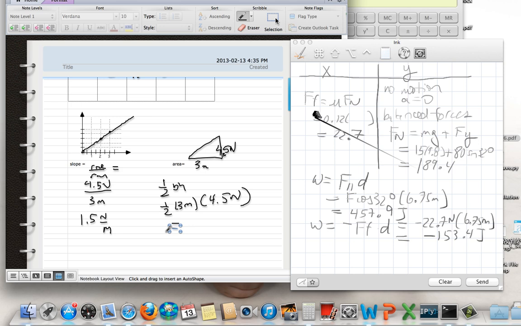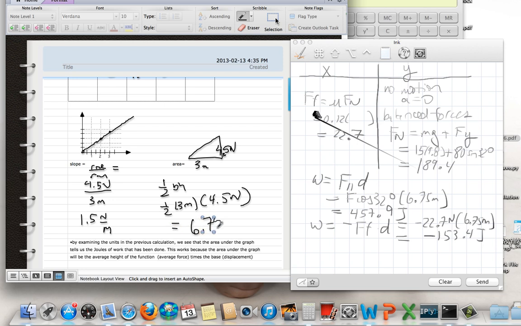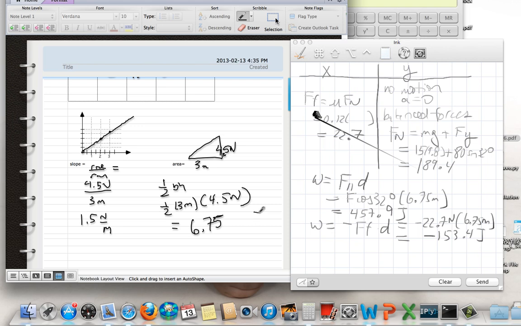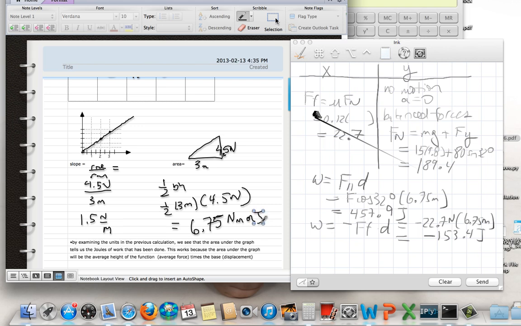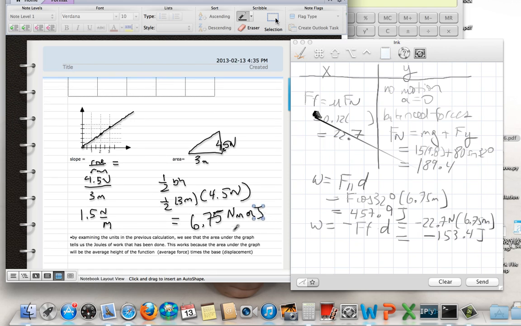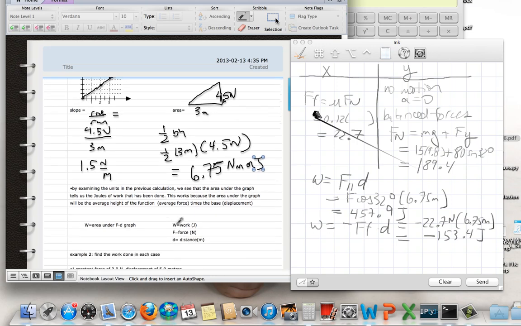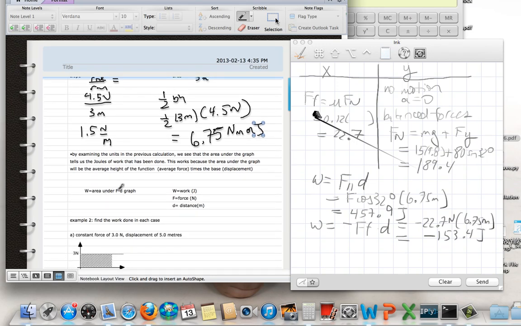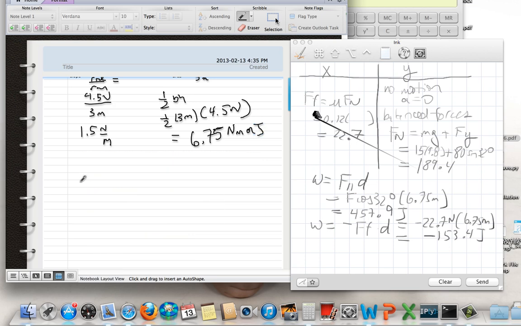But let's look at the dimensions, right? This would be in units of Newton meters. Well, a Newton meter is, of course, a joule. So we see that this area likely is related to the work that's done. So the work done, if you have a force-distance graph, can be identified as the area under that graph. That makes a lot of sense.